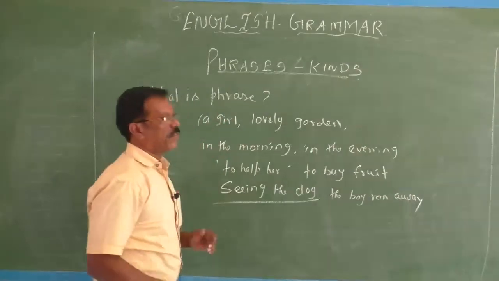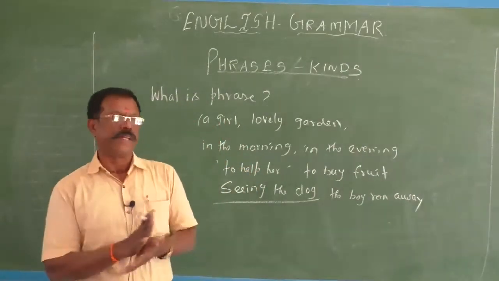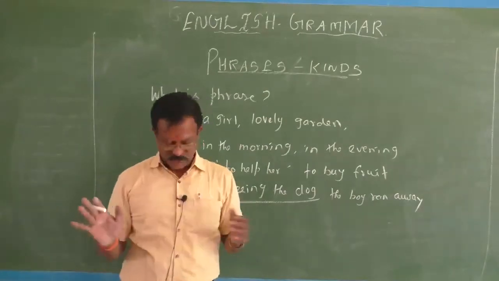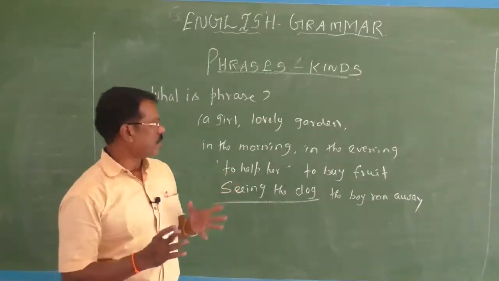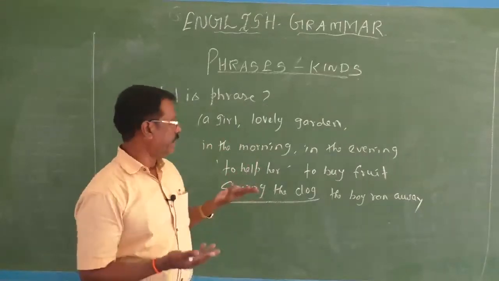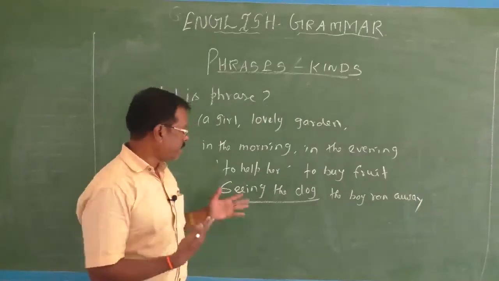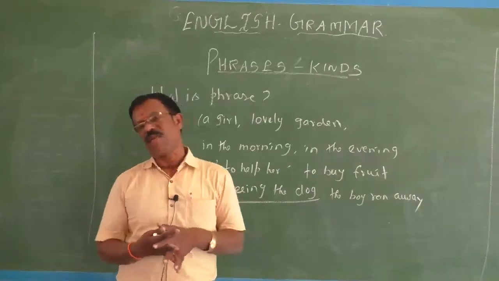Okay, so look, children. A phrase is a group of words which makes some sense but not completed sense. A phrase has no finite verb. A phrase has no subject. So a girl, lovely garden, in the morning, in the evening, to help her, to buy fruit, and seeing the dog, they are all examples for phrases.